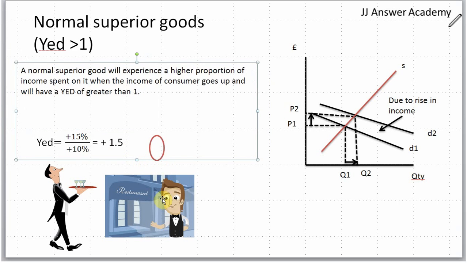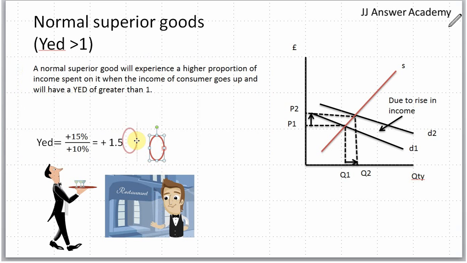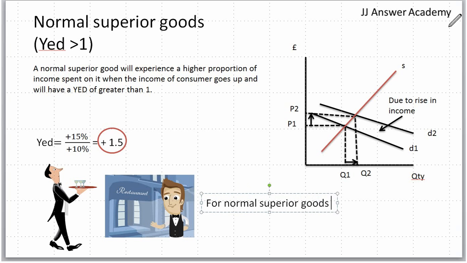So what we've got to remember is that it is positive and the income elasticity of demand is greater than 1. So I'll make that note over here. For normal superior goods, the YED is greater than 1 and is always positive.